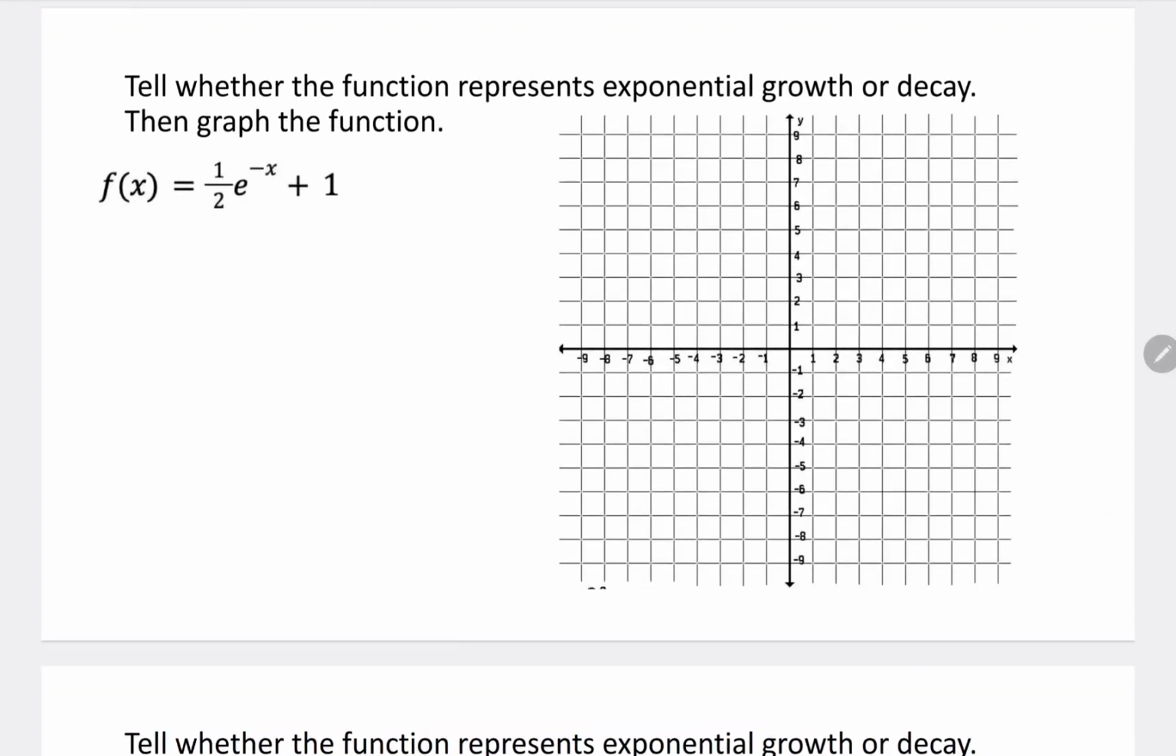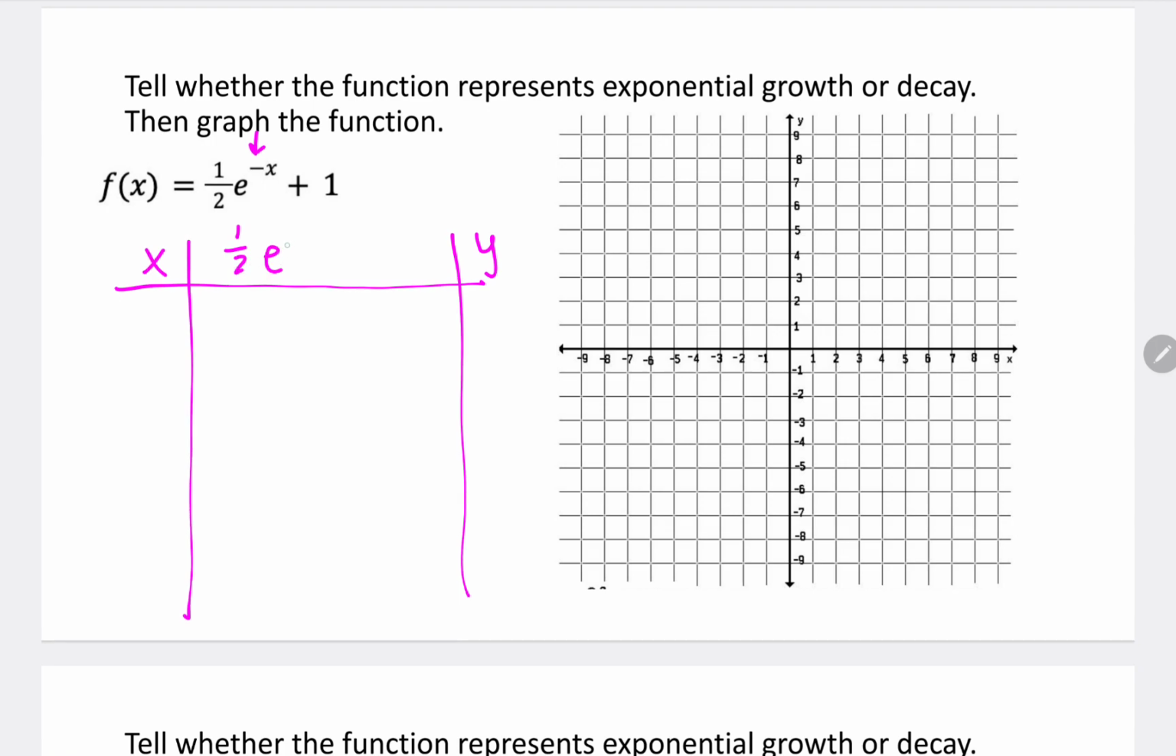For this function, our base is bigger than 1, e is bigger than 1, but we have a negative in the exponent, which is a reflection over the y-axis. So what would normally be a growth function is actually going to become a decay function.